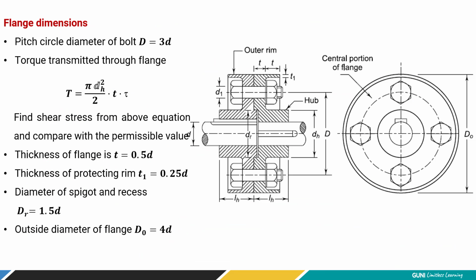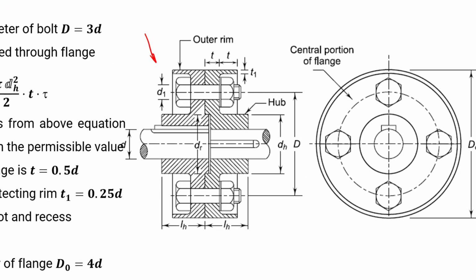Now for the flange dimensions, just look at the figure very carefully. There are the shaft diameter, then the hub diameter, then the pitch circle diameter, that is this dotted line, on which we are going to fit the nut and bolt for joining the two halves of the flange, right? Then the overall dimension, the outer diameter of the flange coupling. There is also the dimension of the bolt, and you can see the length of the hub and the rim thickness, right? And the thickness of the flange. So these are the dimensions we have to find out.